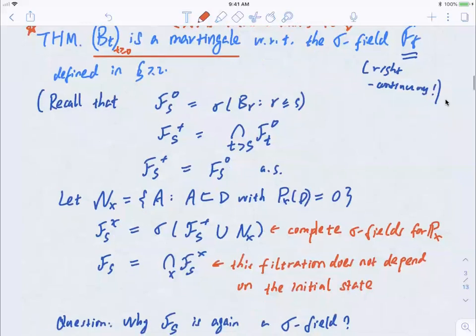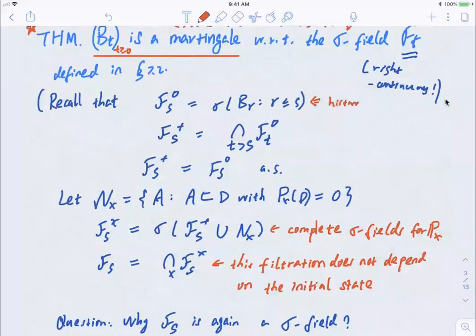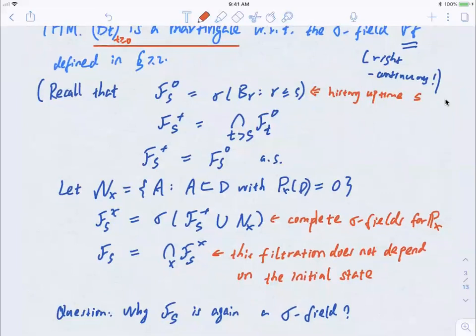If you still remember, in the last lecture and maybe the lecture before, we defined F_s^0, which is all the history up to time s. But in the discussion of the Blumenthal 0-1 law, the Markov property and the strong Markov property, we actually use F_s^+, which is the intersection of all F_t^0 for t bigger than s. So of course this is bigger than F_s^0.